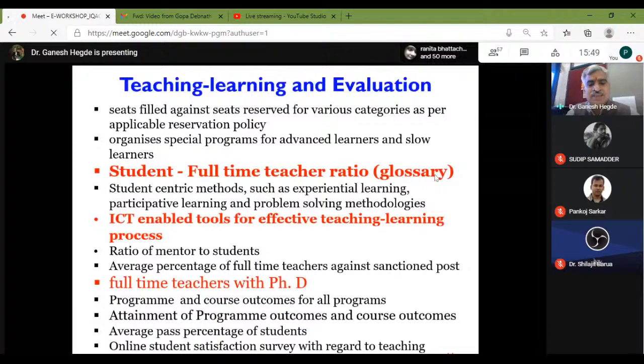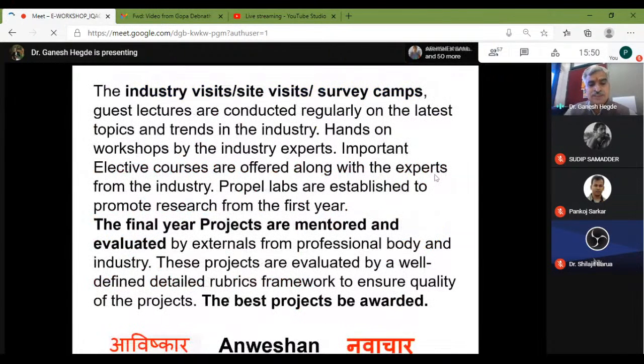Seat filled against reserved, student to full-time teacher ratio, ICT enabled tools for effective teaching learning, full-time teachers with a PhD, number of teachers full-time against the sanctioned post, attainment of the program outcome, program specific outcome, and the course outcome, and also the ratio of the mentor to the student, and also the online satisfaction survey.